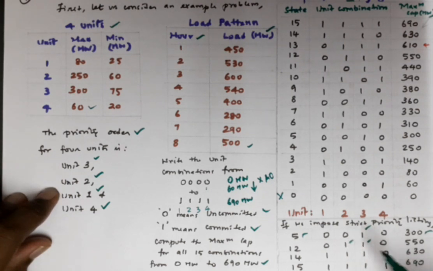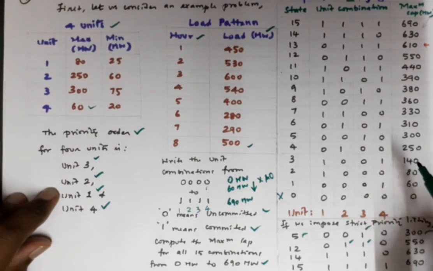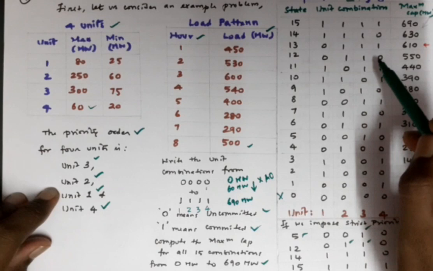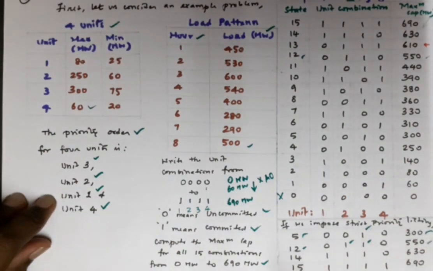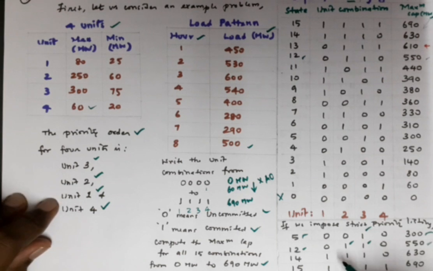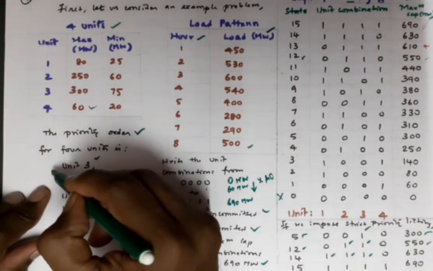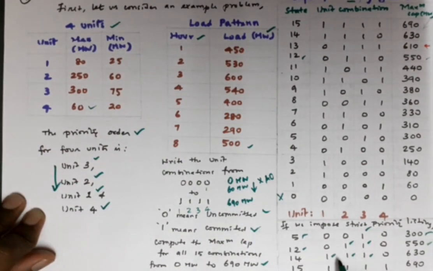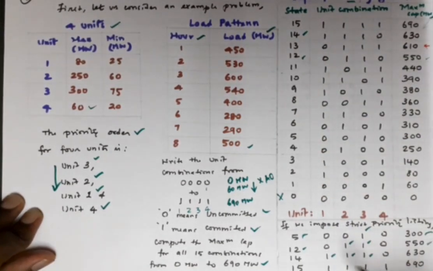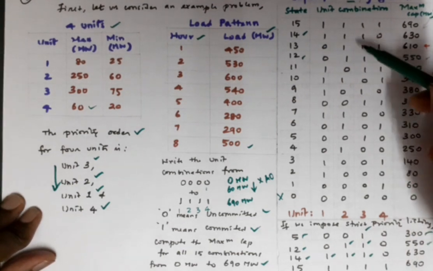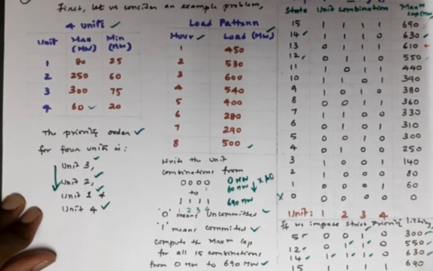So next is unit 3 and unit 2. If you commit unit 3 and unit 2, it is 0110. So 0110 is state 12. What is the capacity? It is 550. So put that 550. Next you are going to commit unit 1. So if you commit unit 1, it is going to be 3, 2 and 1. It is in this order: 3, 2 and 1. So commit 3, 2 and 1. The state is 14. What is the maximum capacity you will get? You will get 630 megawatts.